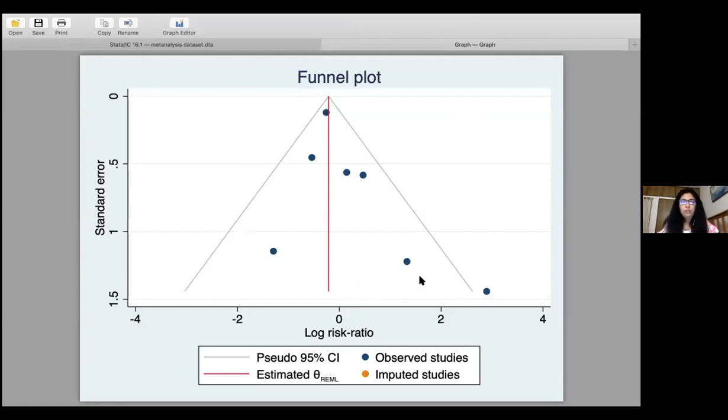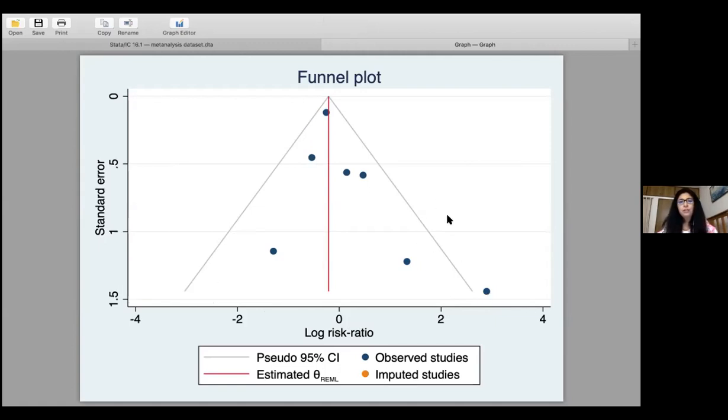Okay, so you see here, as I said, the funnel plot is nothing but a scatter plot. So this study here, which is outside, has a high variance, right? That's why the variance is very close to 1.5, a little less than 1.5. And on the x-axis, the log risk ratio is a little less than 3, right? So this is how it has been plotted. You can't change it.